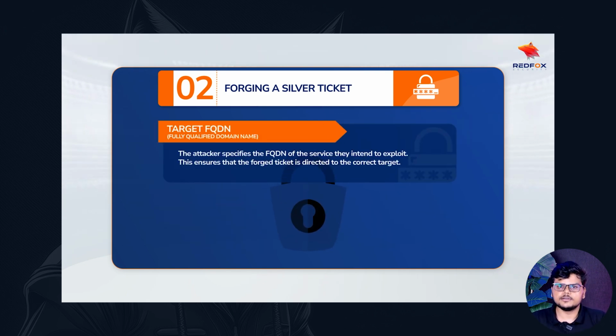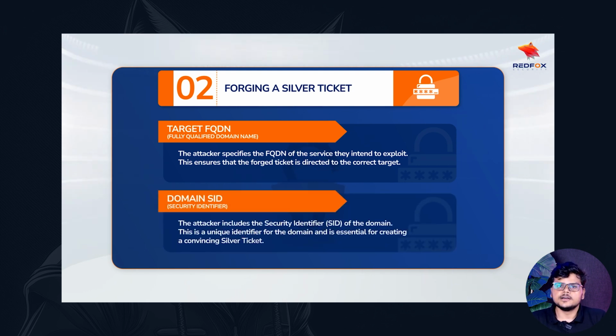Target FQDN. The attacker specifies the fully qualified domain name of the service they intend to exploit. This ensures that the forged ticket is directed to the correct target. Domain SID. The attacker includes the security identifier, SID, of the domain. This is a unique identifier for the domain and is essential for creating a convincing silver ticket.